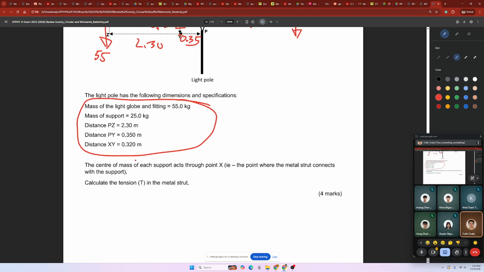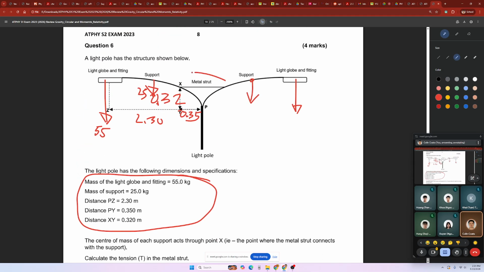Only 4 marks, so we got to get this quick. Calculate the tension in the metal strut. So that's this one here. All right, so I guess we're just going to concentrate on one side for now because they're both the same.